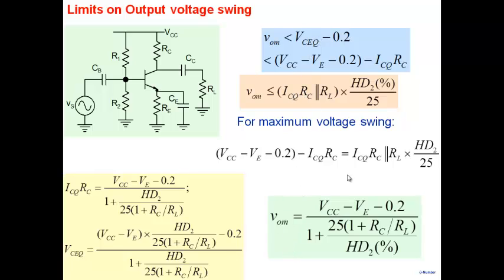So this is the final expression for voltage swing that we obtain, and this expression takes into account the harmonic distortion here. Note that if I take harmonic distortion equal to 25% with a high value here, so this becomes 1 here, and if I take RL equal to infinity, open circuit condition, then this whole factor becomes 1 plus 1, 2, and then we are talking about maximum voltage swing, which is equal to VCC minus VE divided by 2. So we recover our earlier simplified expression. So let's stop here, and next lecture we'll look at frequency response.